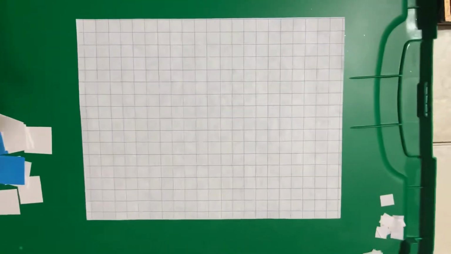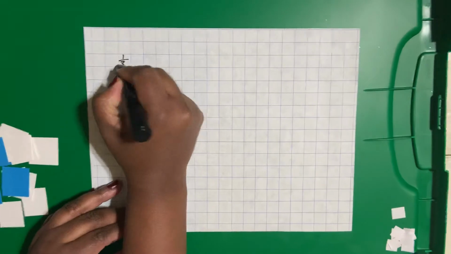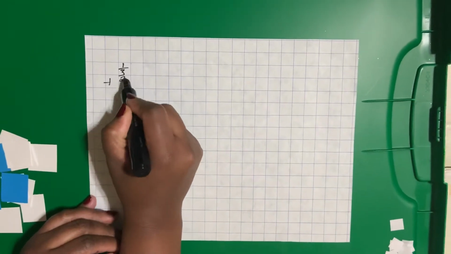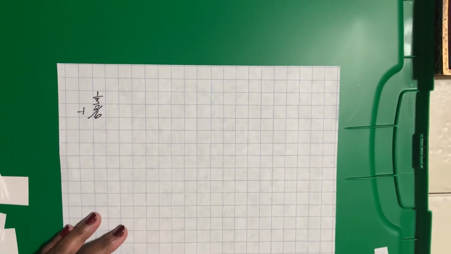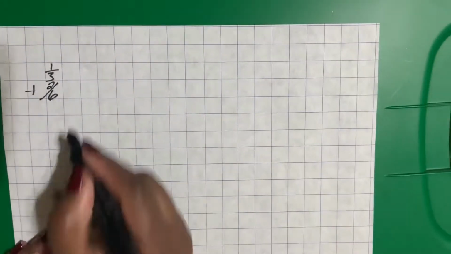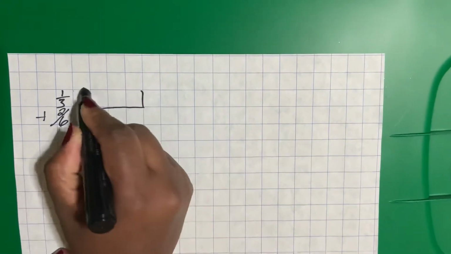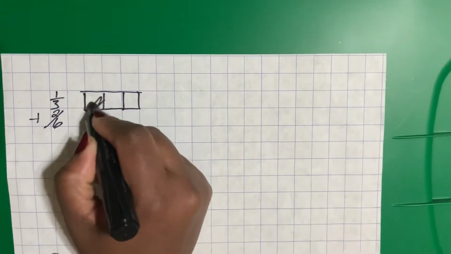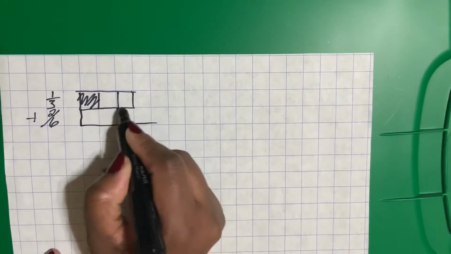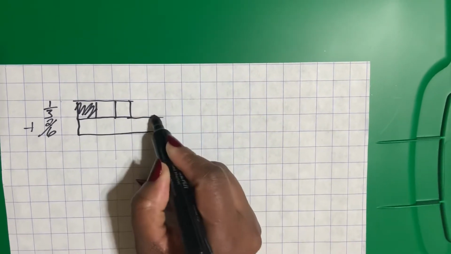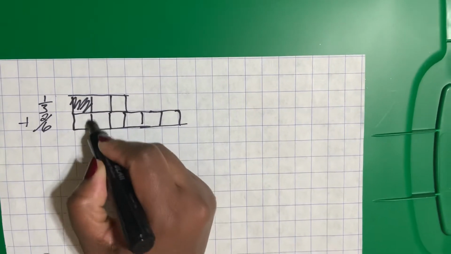Now let's look at the representational using those same fractions. 1/3 plus 2/6. Can you see that, cameraman? Okay, so let's go ahead and model 1/3. And now we're going to do 2/6.